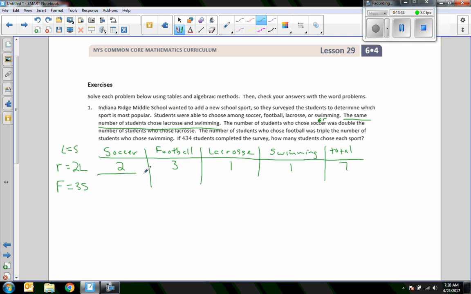So then when I add to my table, okay, so we have 434 students completing the survey. So if I know that this is 434, and I divide that by 7, so I take 434 divided by 7.